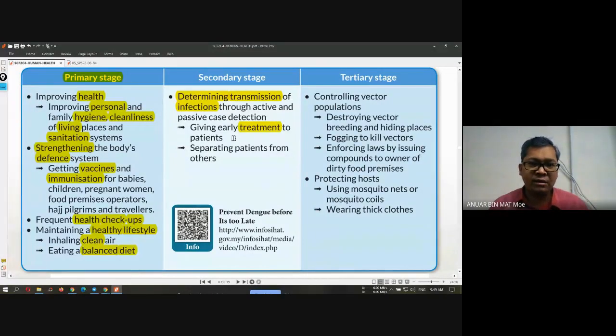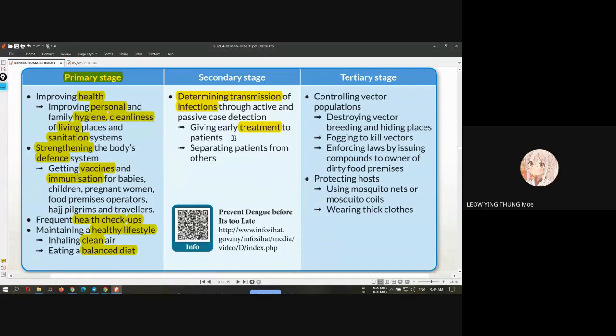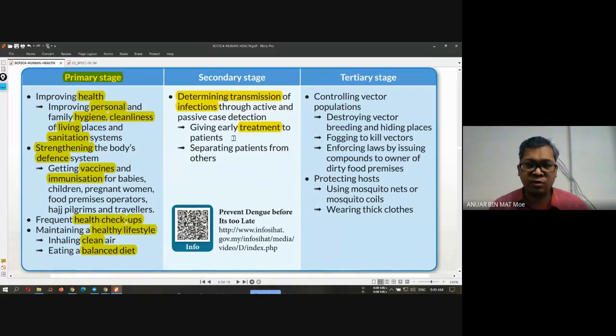Can you understand me? You need to quarantine. Quarantine at where? Yes, okay, thank you, very good. You need to be quarantined at home.